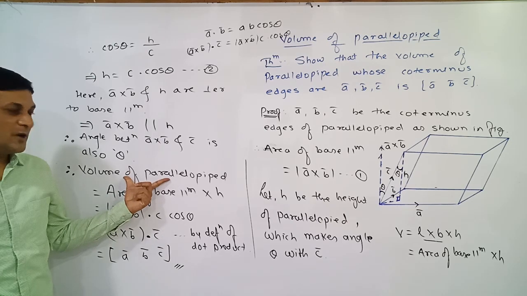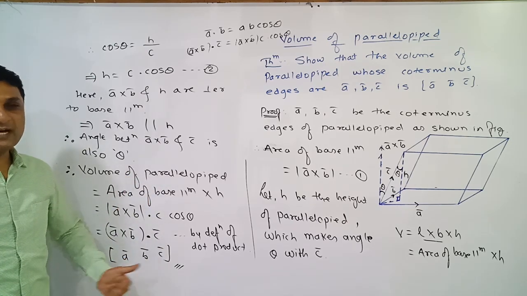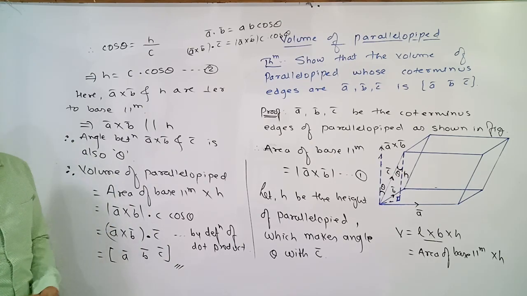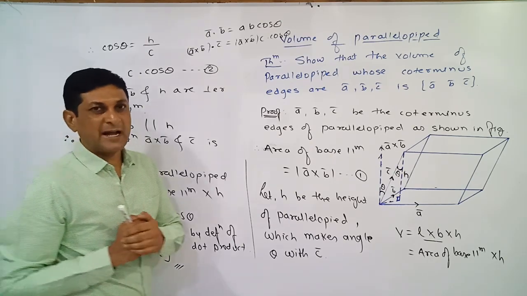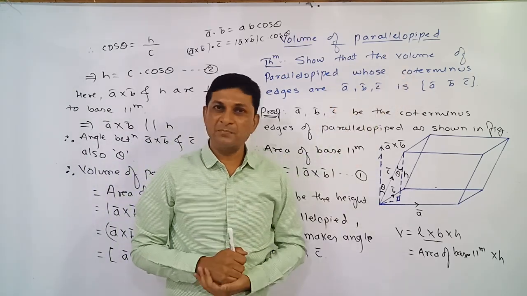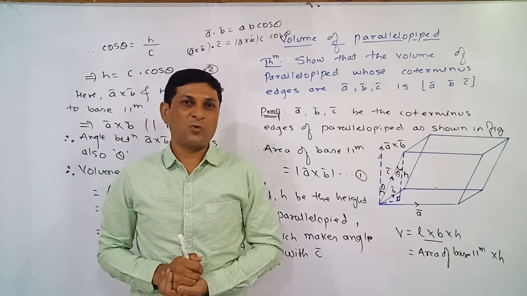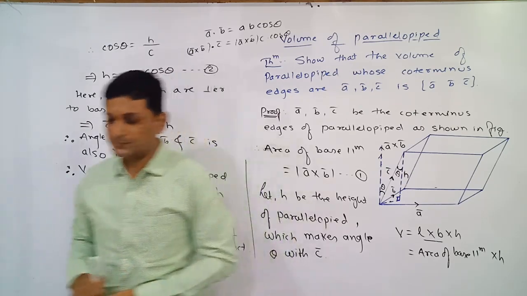We have proved that the volume of a parallelepiped will be equal to the box product of A bar, B bar, C bar. So this formula is applicable to find out the volume of a parallelepiped if A bar, B bar, C bar are coterminous edges of a parallelepiped. So now the next theorem is to find out the volume of a tetrahedron.